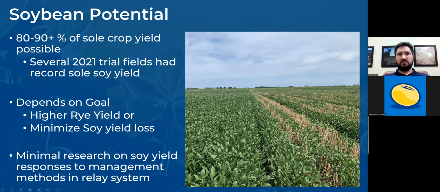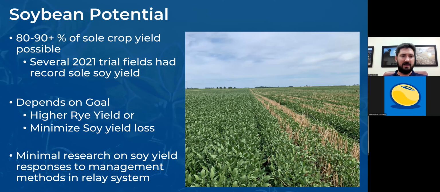Again, soybean potential, 80 to 90% of sole crop yield possible. We showed that in those trials. Several of those trials in 2021, those fields had record soybean yields for those fields. You see this picture here on the right, sole crop on the left, relay crop on the right. This was a field that did plus 70 bushels in the sole crop and was maybe 8 or 9 bushels behind on relay. And so the potential's there.